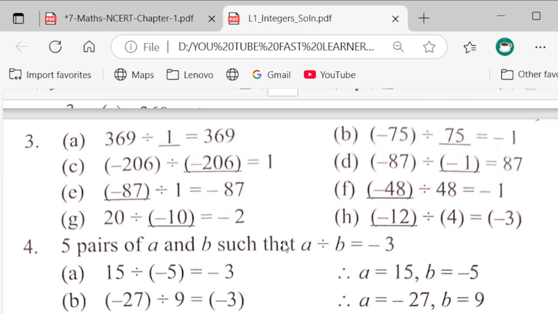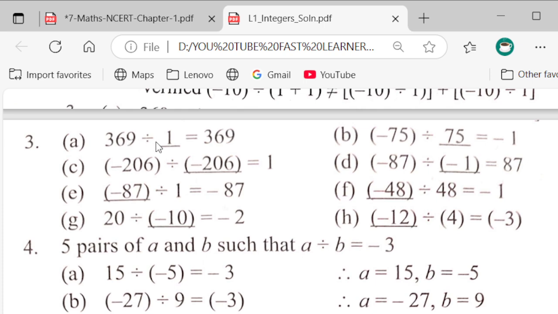Here it is fill in the blanks. 369 divided by 1. If you'll divide by 1, then only you'll get this answer. Then here also the answer is 1. Very simple blanks. Minus 75 divided by 75 will give you minus 1. Here minus 87 divided by minus 1 will give you 87.